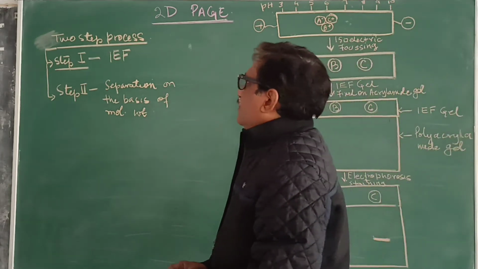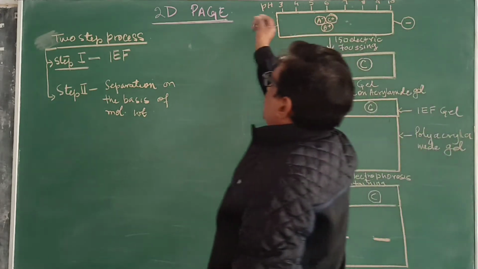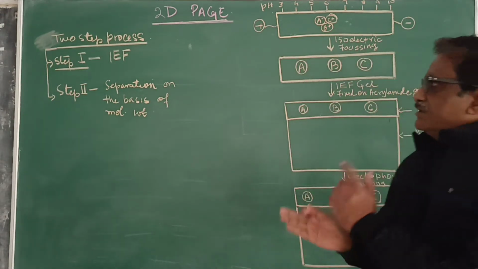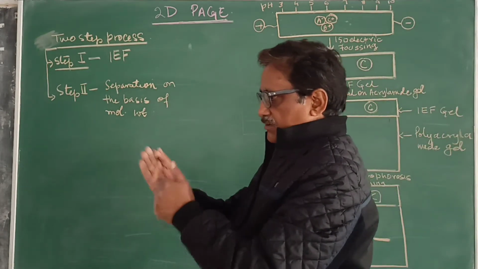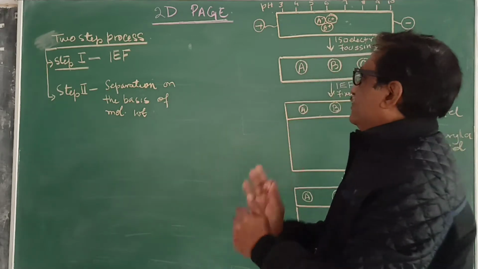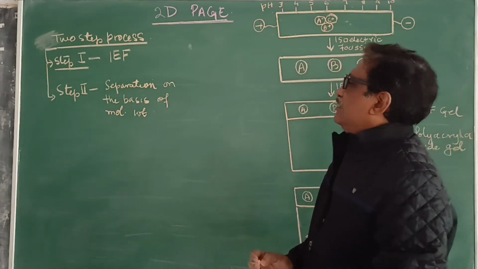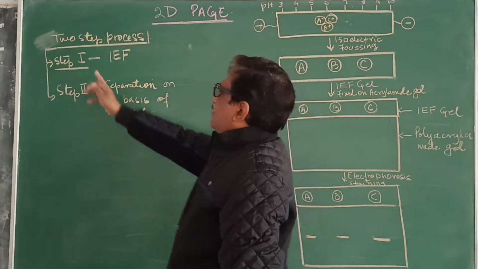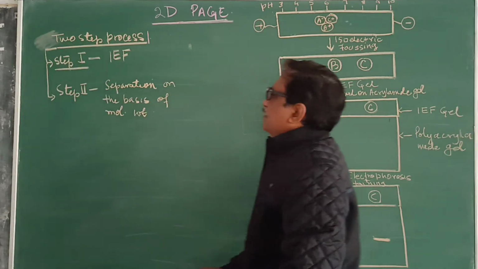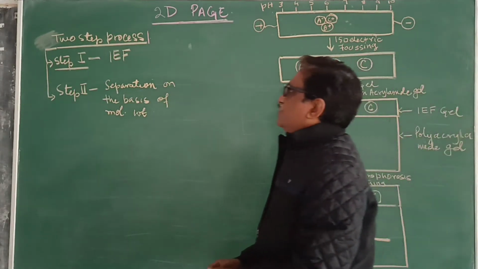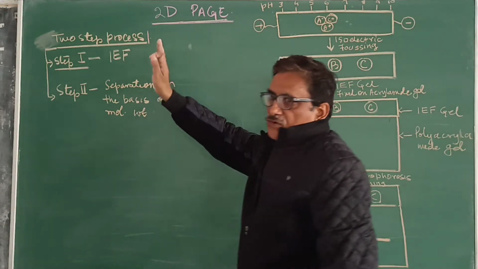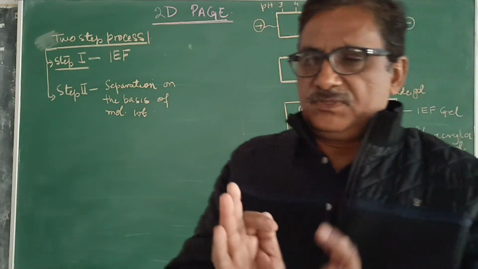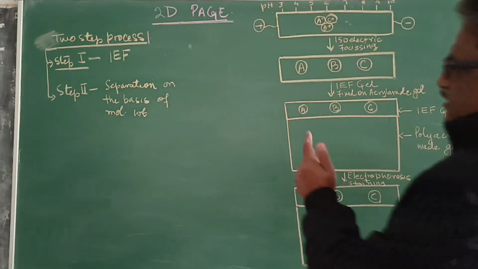Okay? The 2D PAGE, as it is apparent from this definition, takes place in two dimensions. It is a two-dimensional process, and that means it takes place in two steps. So 2D PAGE is a two-step process for the separation of proteins having very similar molecular weight. And what are the two steps?